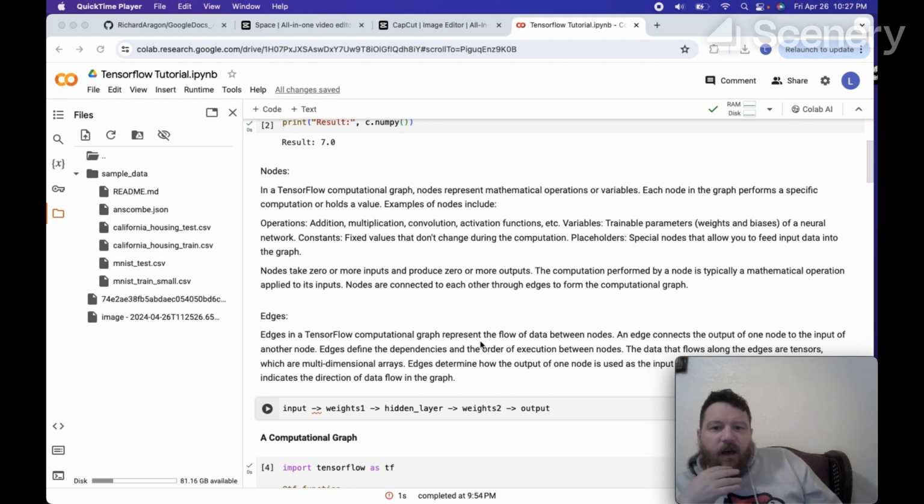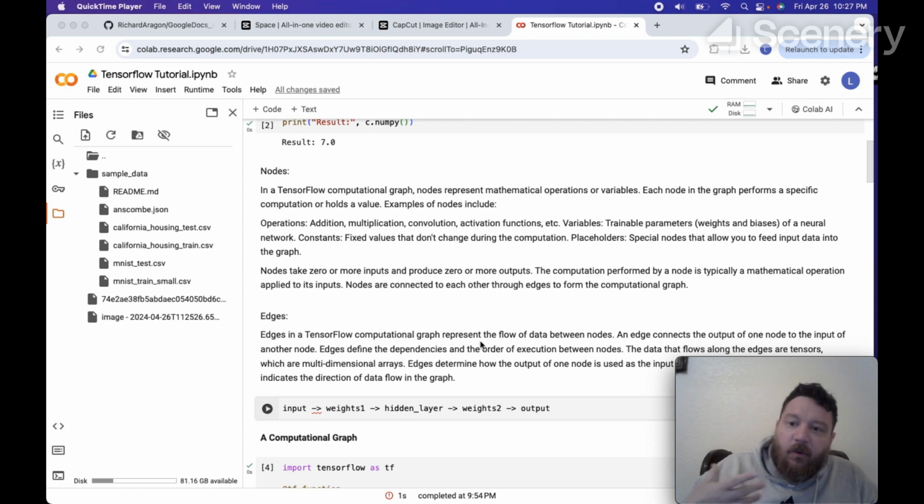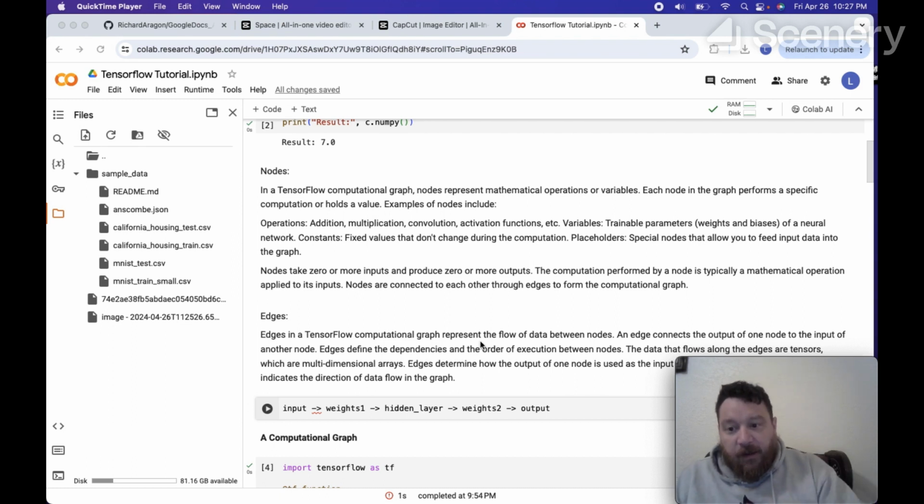Diving a little bit deeper and reiterating this: nodes in a TensorFlow computational graph specifically represent the mathematical operations and/or the variables. Each node performs a specific computation and holds a specific value. So each node is doing something individually, and that's an individual node. A computational graph can be composed of multiple nodes, like hundreds of nodes, millions of nodes, billions of nodes.